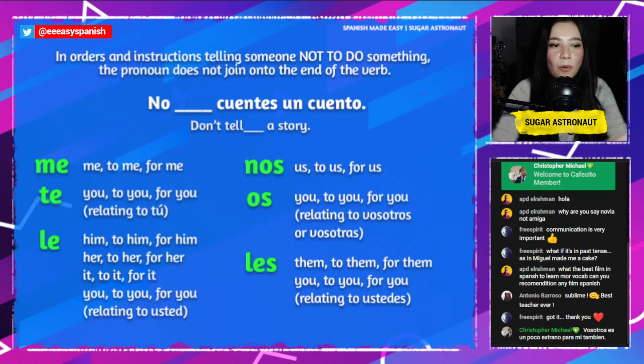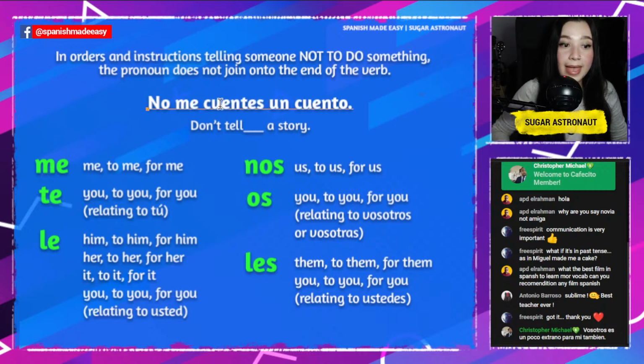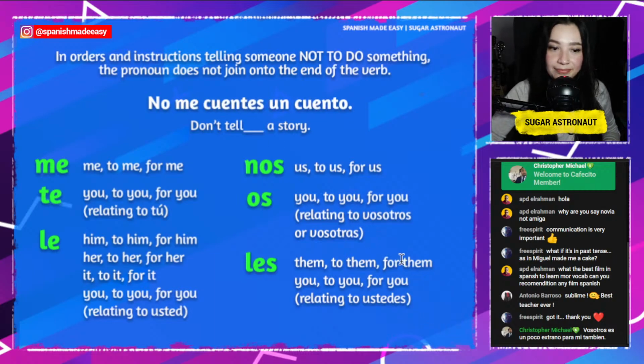So in orders and instructions telling someone not to do something, the indirect object pronoun does not join the end of the verb, or you don't make it one word. As I said before, you have to place it before the verb. For example, you can say, no me cuentes un cuento. Same example as the one before, but we're saying just don't do that, okay? Don't tell me a story. That's what that means.